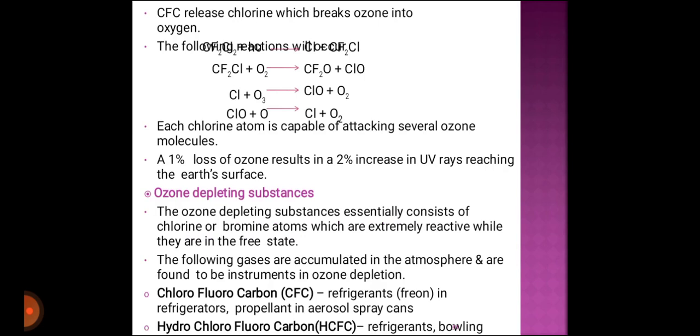That means the ozone molecule depletion occurs mainly due to chlorine, atomic chlorine. The atomic chlorine reacts with ozone to form molecular oxygen and ClO. So the main source is chlorine, which comes from chlorofluorocarbons. Again, the chlorine monoxide reacts with atomic oxygen to form molecular oxygen and free chlorine. So each chlorine atom is capable of attacking several ozone molecules. A 1% loss of ozone results in a 2% increase in the UV rays reaching the earth's surface, which will be very harmful to all living beings on the earth.